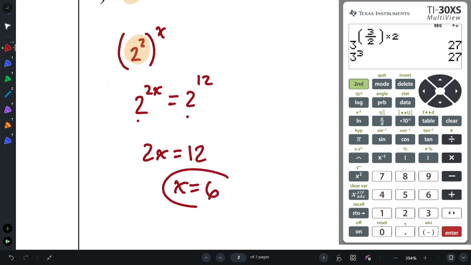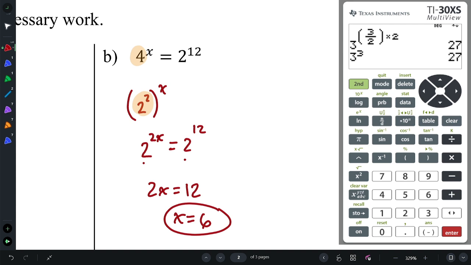So x is equal to 6. And if I were to plug that in here, 4 to the 6th power should give me the exact same thing as 2 to the 12th. And I actually do want to check that. 4 to the power of 6.